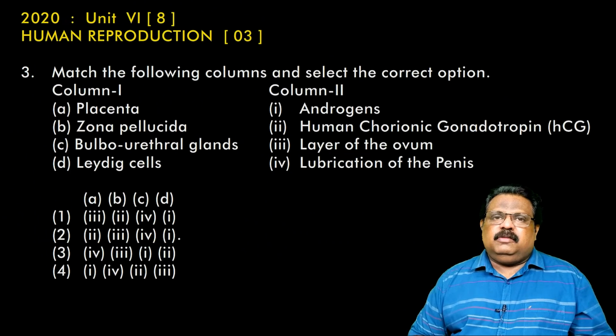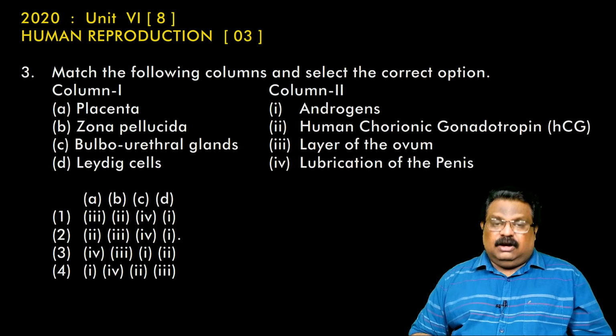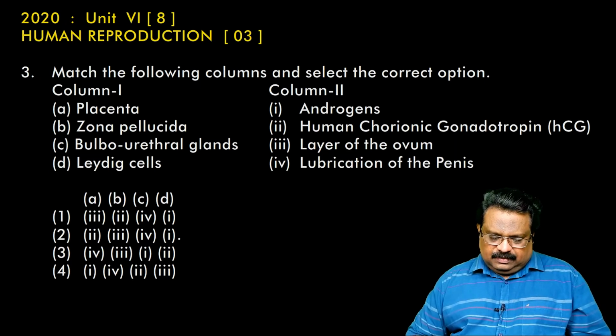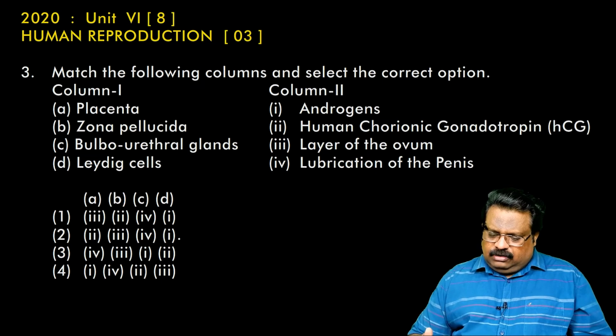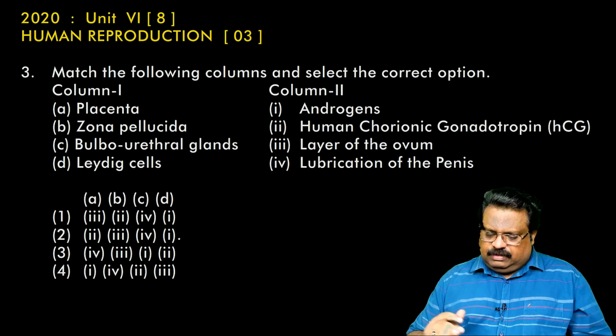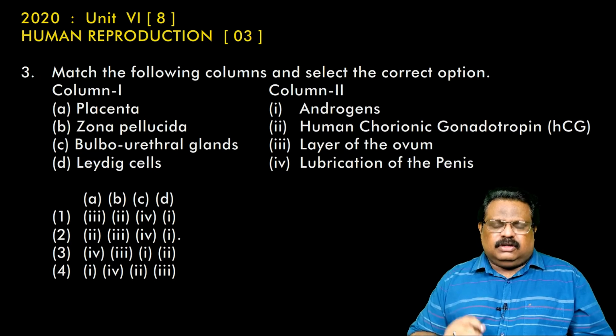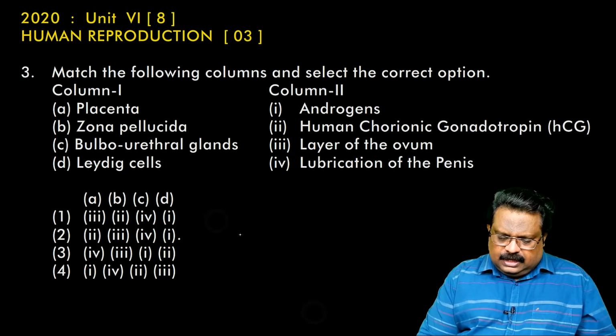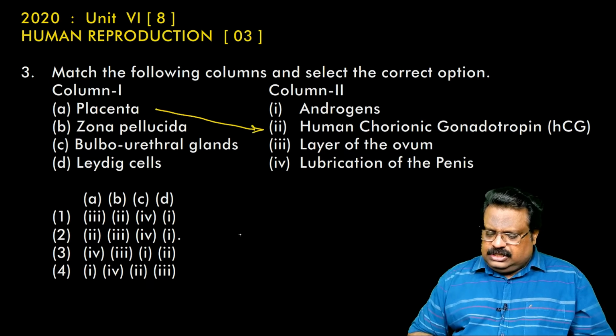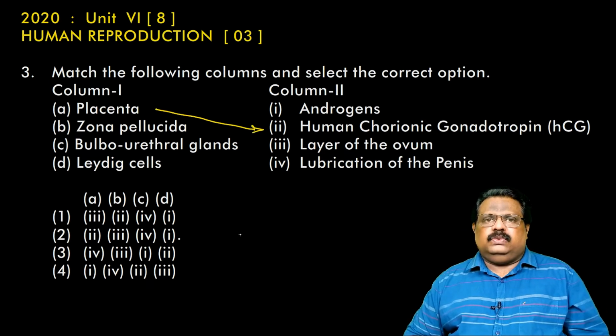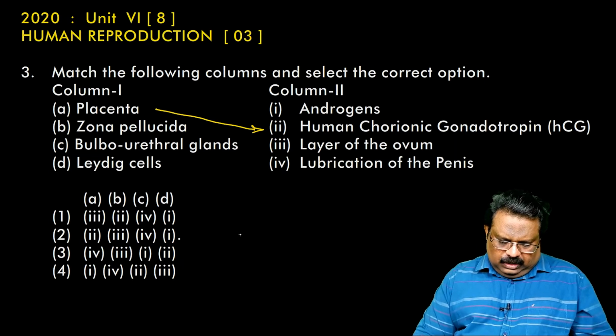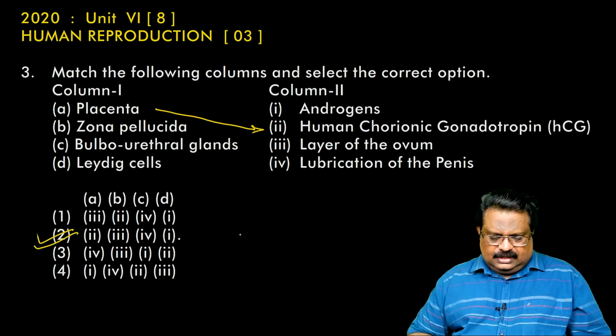The last question from human reproduction is a matching type of question. All matching type questions are actually easier ones. The placenta, zona pellucida, bulbourethral glands, Leydig cells. The second column: androgen, HCG (human chorionic gonadotropin), layer of the ovum, lubrication of the penis. You can see human chorionic gonadotropin, HCG, a very important hormone that is produced from the placenta, isn't it? The placenta produces HCG. So A2. Only one choice, so automatically the 2 becomes the correct answer, isn't it?